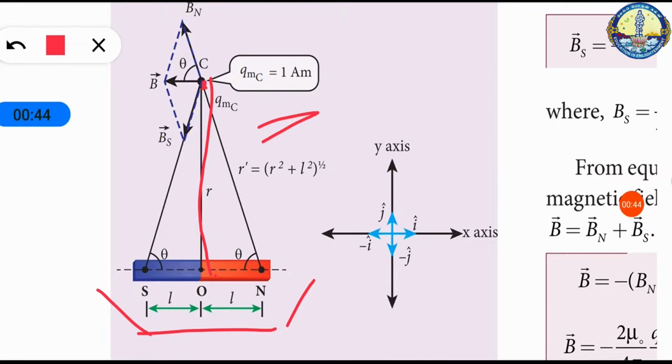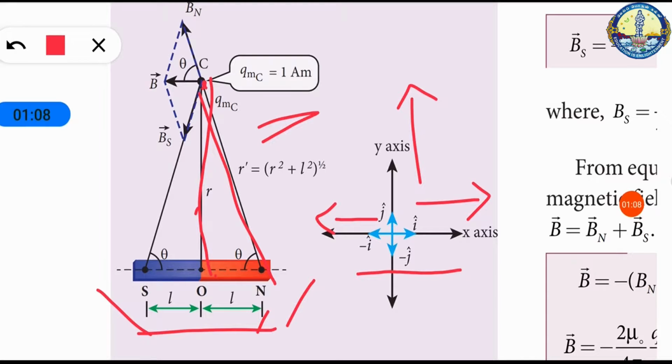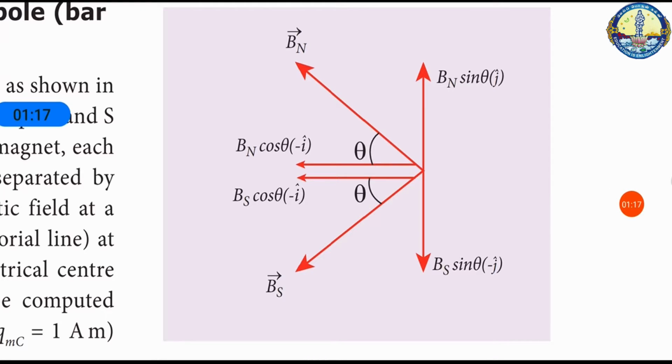We know by using the Pythagoras theorem that this resultant distance can be found from the squares of the adjacent and opposite sides. So r dash is equal to (r square plus l square) power 1 by 2. Here this is the axis line. This direction is minus i and this direction is plus i. This one is plus j and this one is minus j. In this diagram, we can see that the field of the north pole is denoted as Bn and the field of the south pole is denoted as Bs.